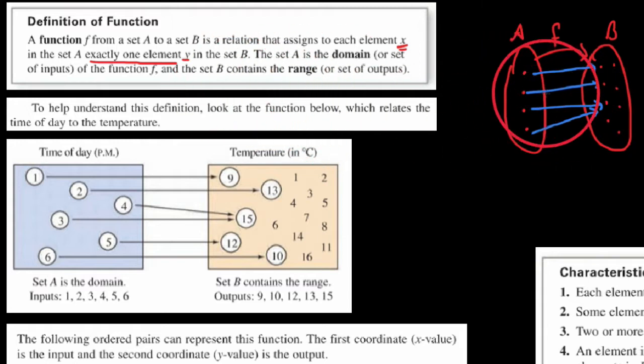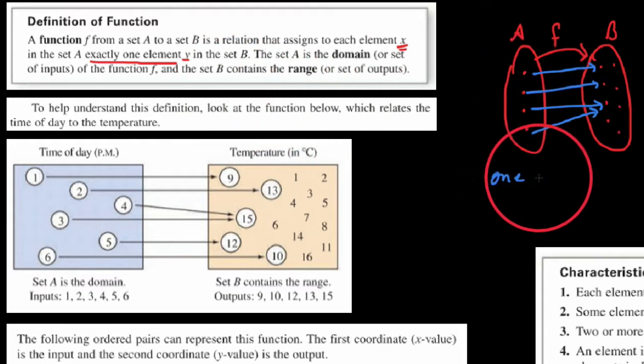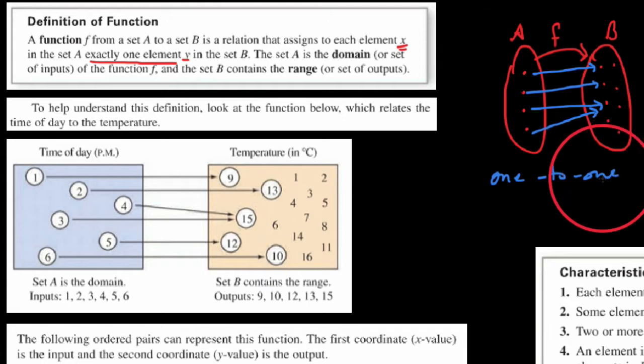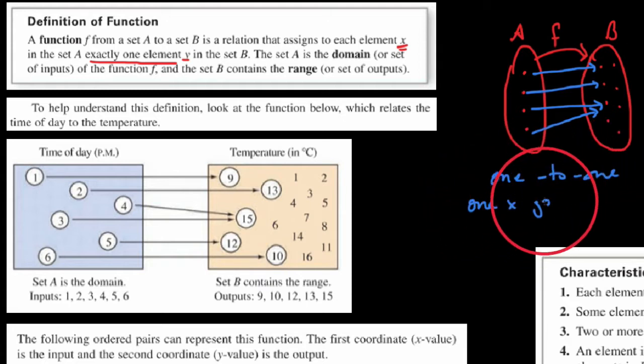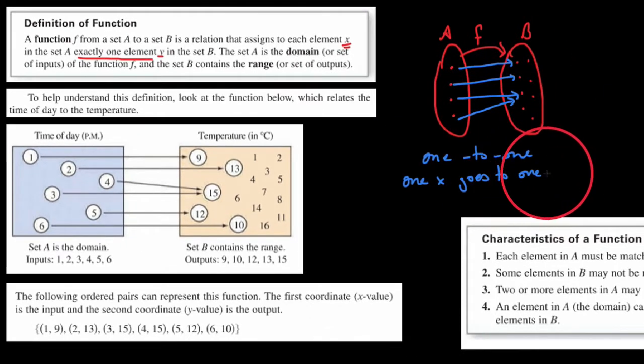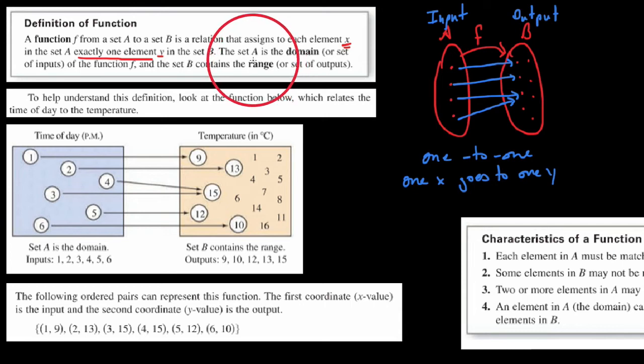But the rule here is this: it has to be what we call 1 to 1. So a function is 1 to 1, which means 1 x goes to 1 y. Essentially, every input we have is going to go to one output. So now this input-output concept: we say the set A is the domain, or set of inputs, for the function f, and we say that the set B contains the range, or set of outputs, for this function here.